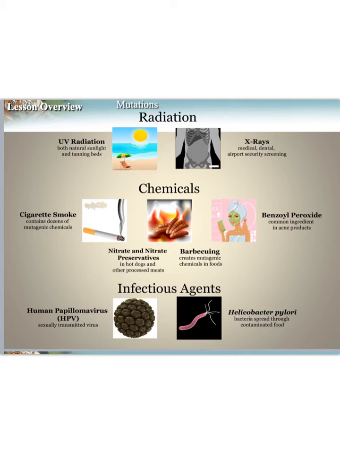Certain infectious agents such as human papillomavirus, HPV, which is sexually transmitted, and Helicobacter pylori, a bacteria spread through contaminated foods. All of these have been shown to cause mutations in the genetic material of a cell.